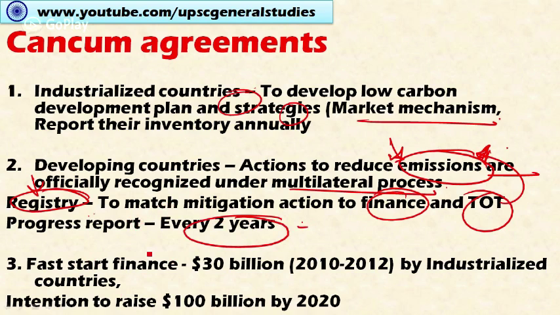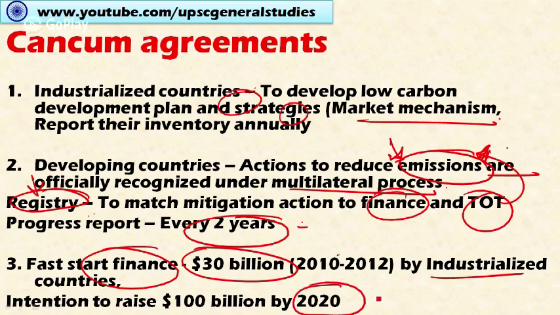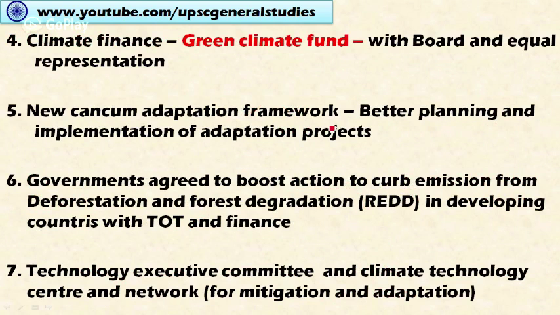And the fast start finance, that is $30 billion, was pledged by the industrialized countries for a period of 2010 to 2012. And the intention by the developed countries was made to raise $100 billion by 2020 to fund climate change related projects throughout the world, especially in developing countries. So in the area of climate finance, as I mentioned earlier, the Green Climate Fund was established, and it was given a board, and this board was provided responsibility to maintain this Green Climate Fund.